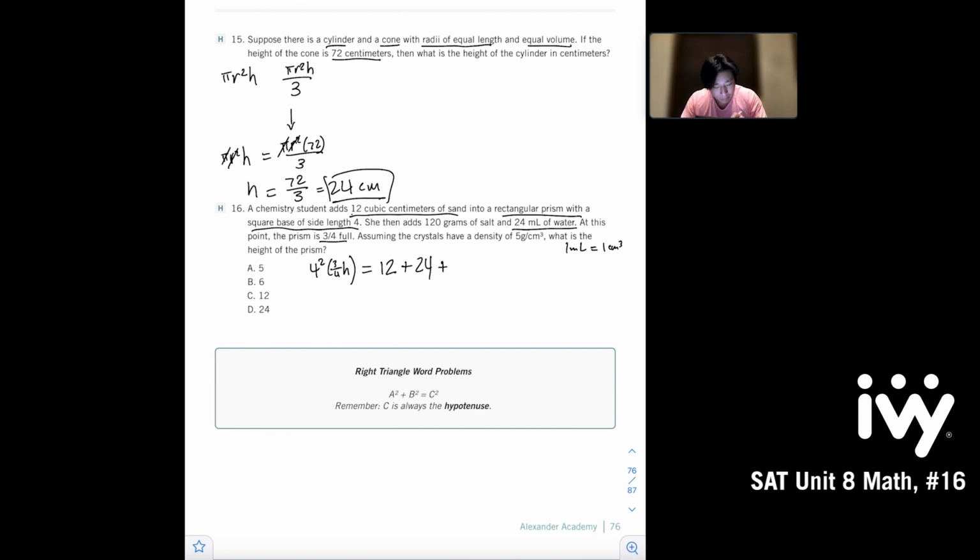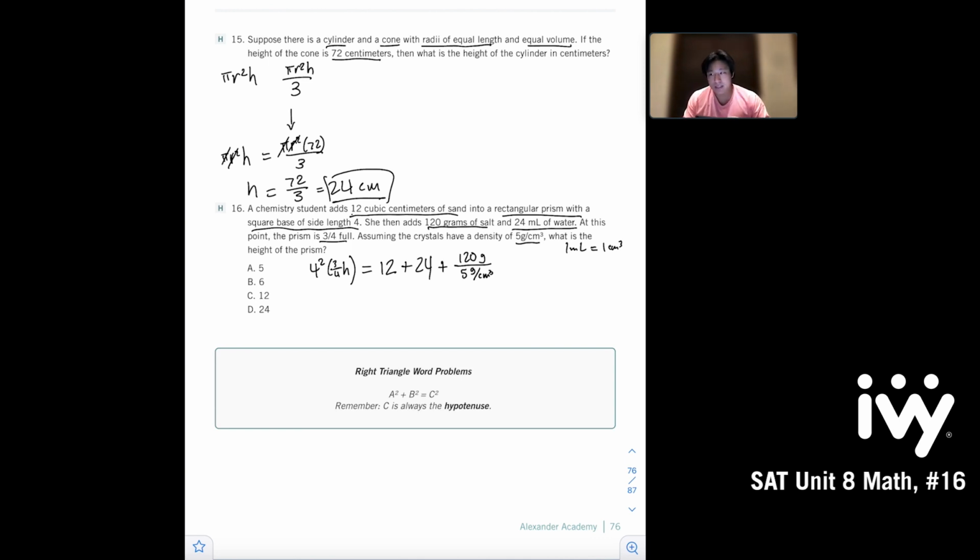And the last one is the tricky one. We add 120 grams of salt. However, we know that they have a density of 5 grams per cubic centimeter. So let's go ahead and do 120 grams divided by 5 grams per cubic centimeter. So now this is our equation. As you can see, we have all numbers on the right-hand side, and we just have that one variable h, the height that we're looking for, on the left-hand side.